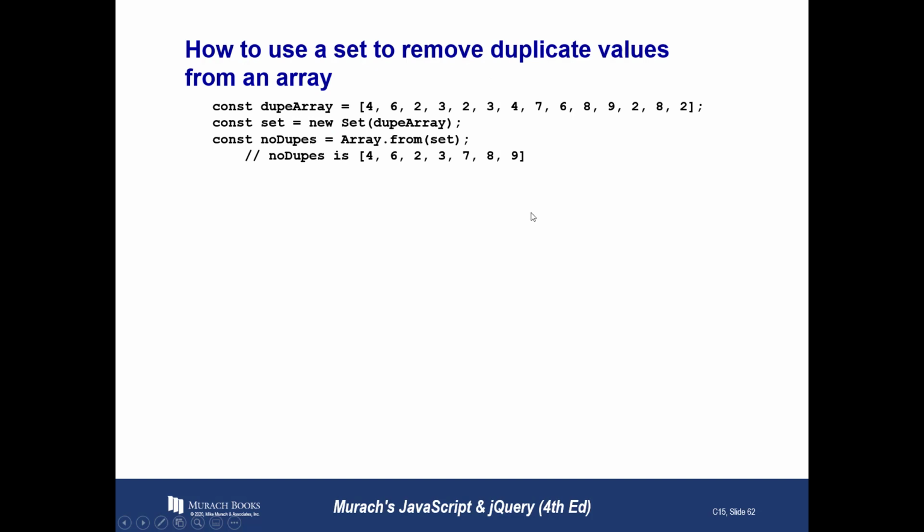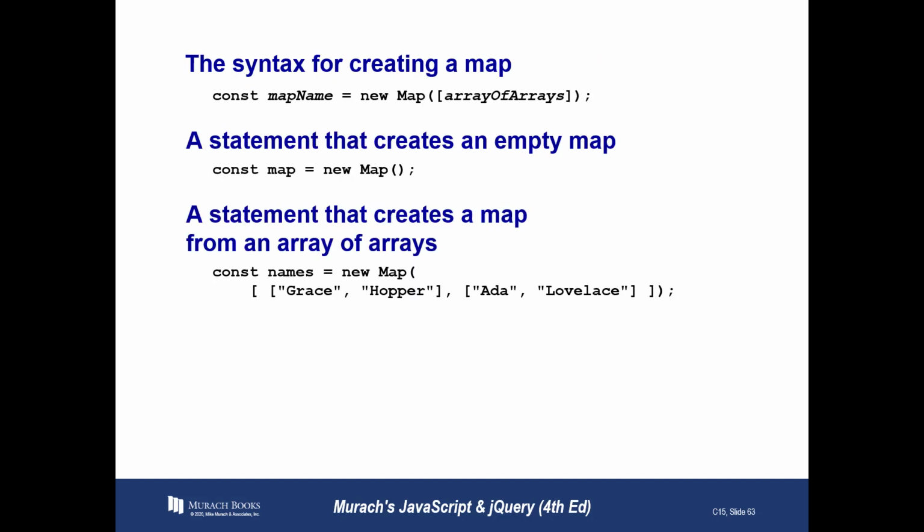How to use a set to remove duplicates from an array. All right. So you created this new set that's called dupe array, and then you run no dupes on it, and you do an array.from, and it removes any duplicates that are in there. That was a set. Here is a map. All right, the last 4 or 5 slides in the chapter. Again, it looks very similar to where we just created a set. Notice the bottom one, a statement that creates a map, rather, from an array of arrays.